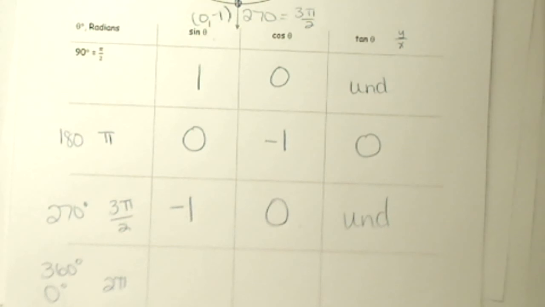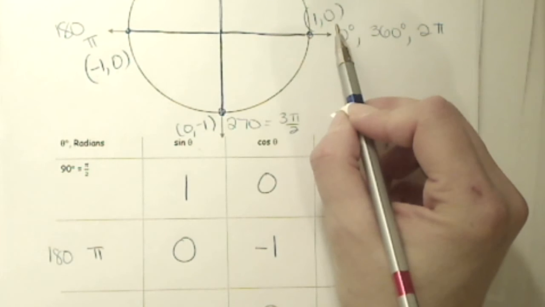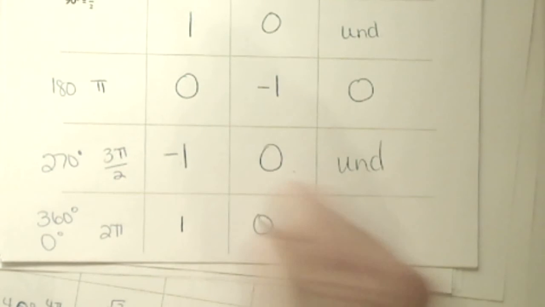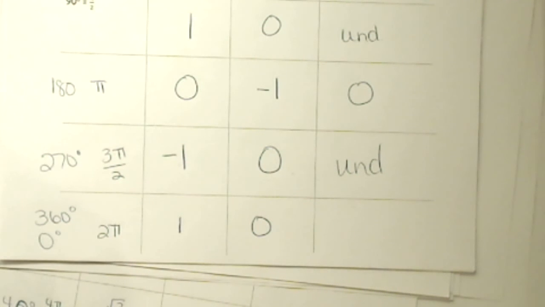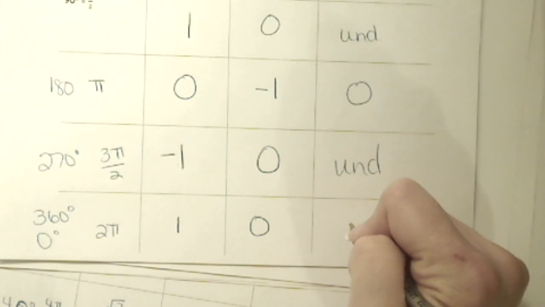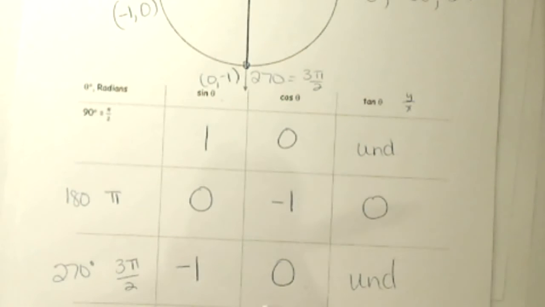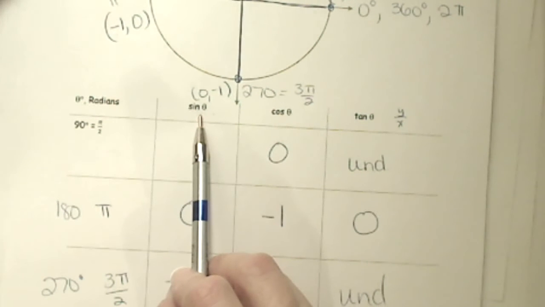For 0 degrees, 360 degrees, or 2 pi, cosine, sine, tangent is sine divided by cosine. Got that backwards there. Sorry about that. Let's fix that. Let's just keep going here. So I got my sine and cosine, my tangent, my x and y backwards.